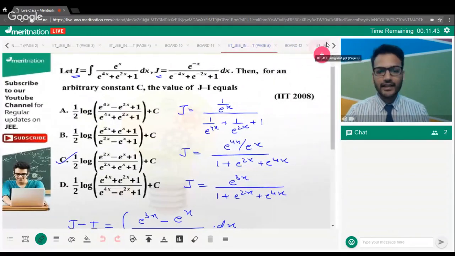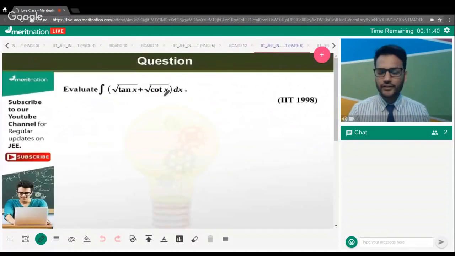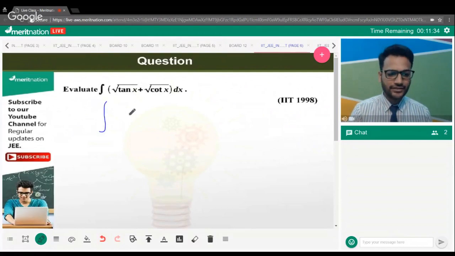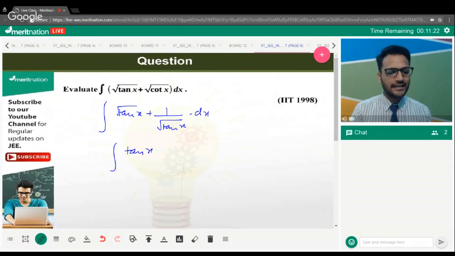Right. The last question, which we can see over here, is sort of like this, which can again be evaluated by the same logic. I'll just give you a hint on how to go about this question. It's a very, very simple question. IIT 1998. You will find that you're going to have such types very frequently. So this can be written as tan x plus 1 upon square root of tan x dot dx.